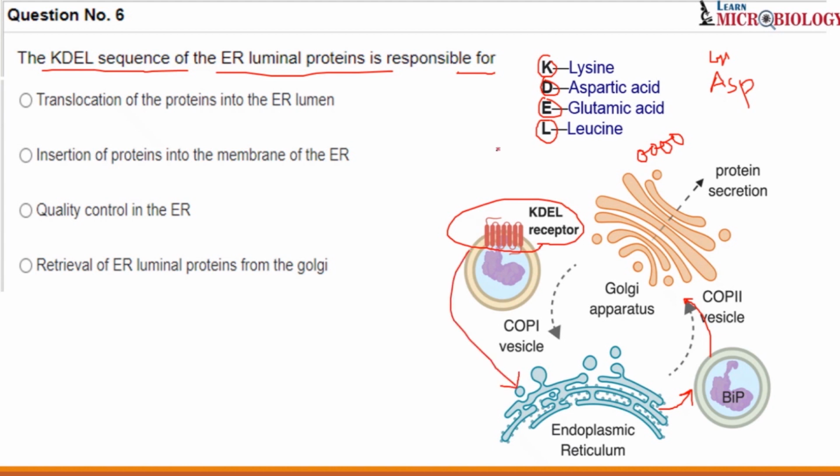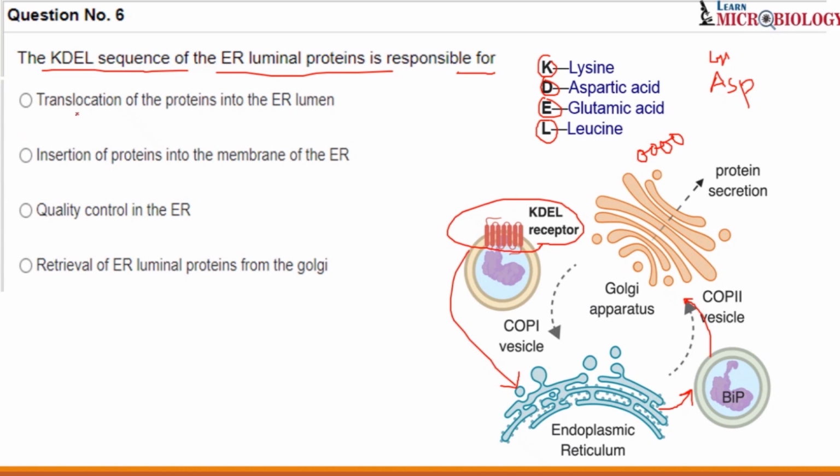So I hope you have understood this. What is the function of KDEL receptor? It is basically present in Golgi. It will find any protein which has to be in the lumen of ER and then attach to that, and it will transmit it back to the ER. Okay, shall we move to the options?